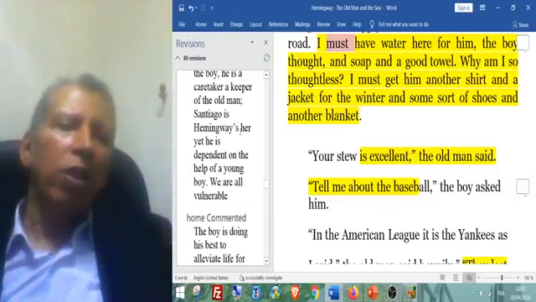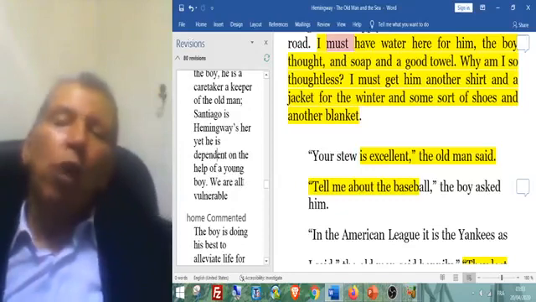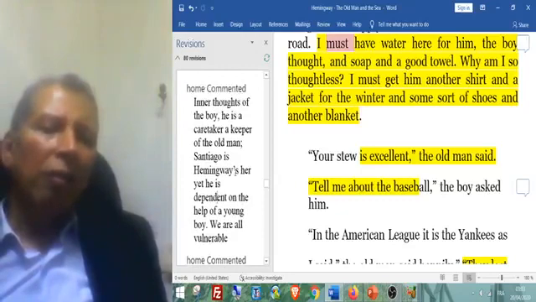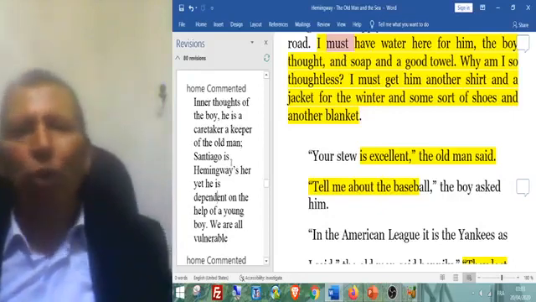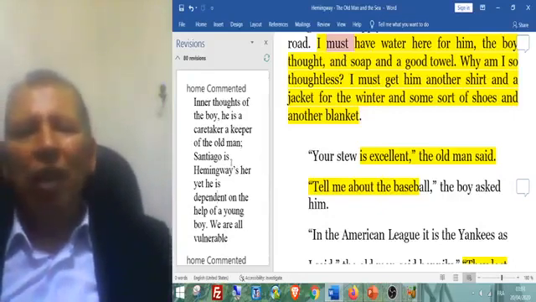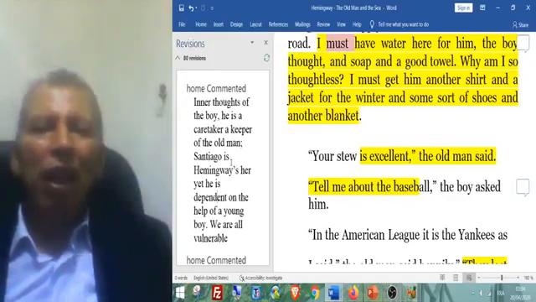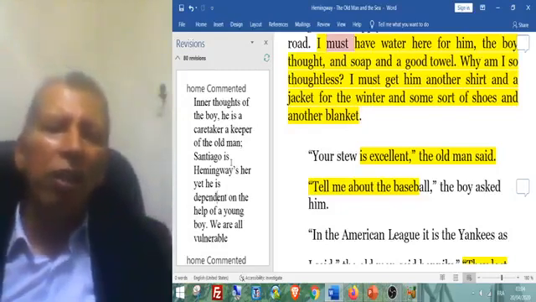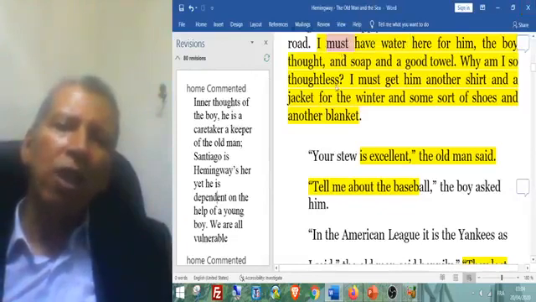Santiago is Hemingway's hero, yet he is dependent on the help of a young boy. We're all vulnerable. So this is the special notion of heroism according to Ernest Hemingway. A hero is not a perfect man. He has his defects, he has his vulnerability. He can be vulnerable, yet a hero. Hemingway's hero is essentially human.